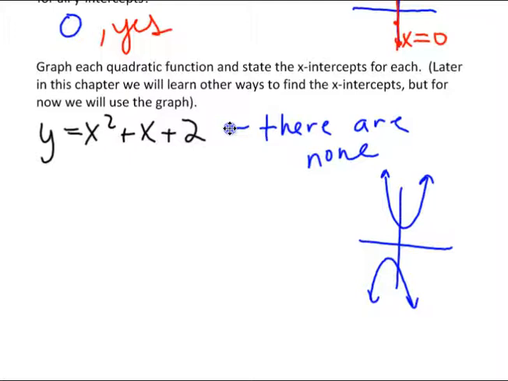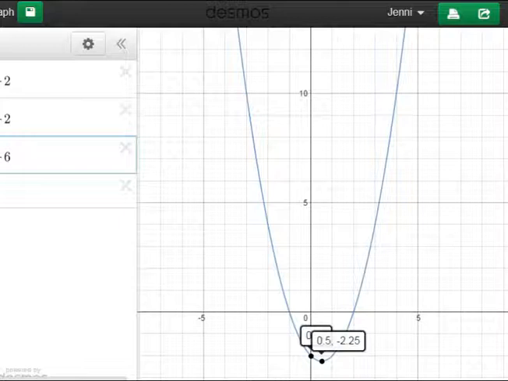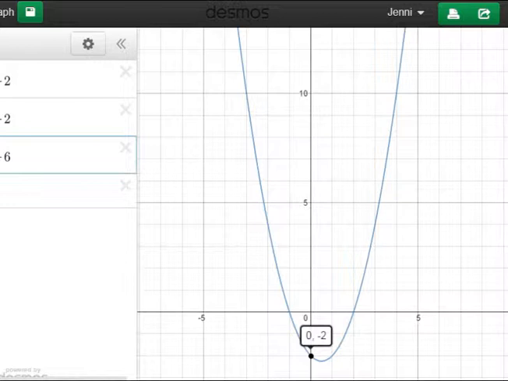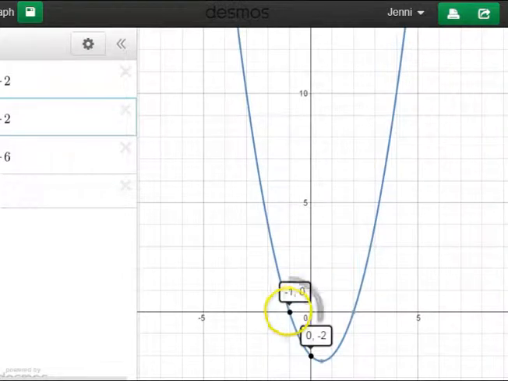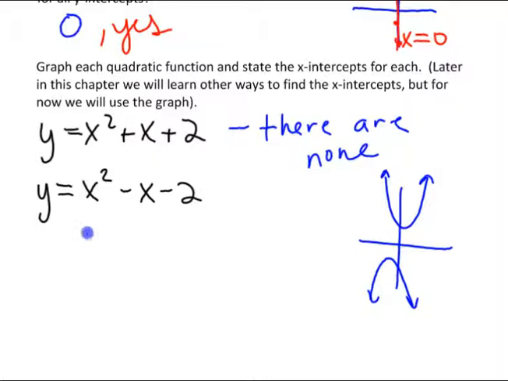The next one we're going to look at is different from the one on your worksheet probably, and this is going to be y equals x squared minus x minus 2. Let's look at the graph of that one. Let's turn that first one off. When we graph this one, there's our y-intercept, 0, negative 2, but what I'm interested in now is where does it cross the x-axis? There's one right there at negative 1 and one right there at positive 2. So our x-intercepts for this equation are negative 1 and positive 2.